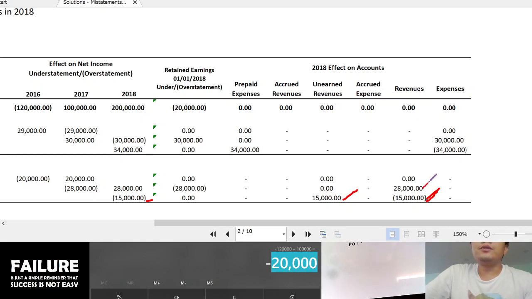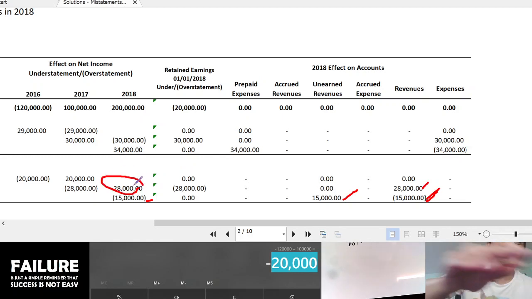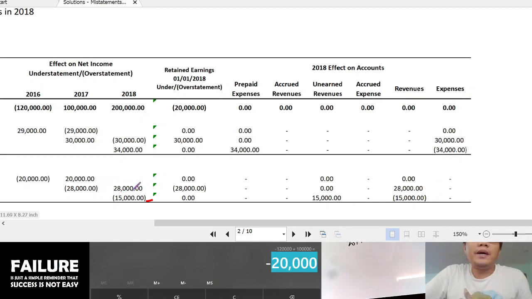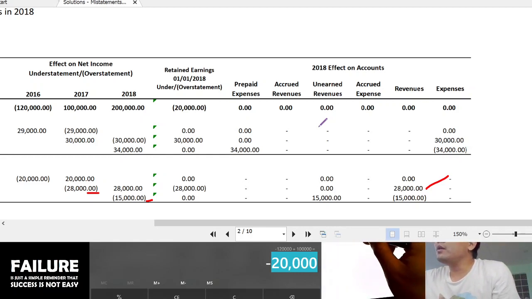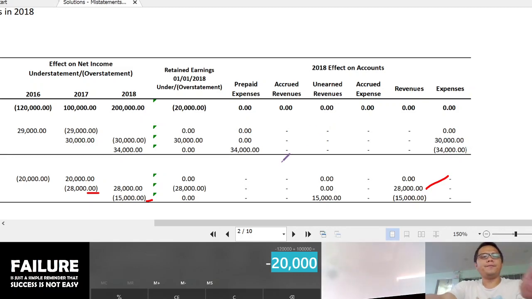In 2018 also, the effect of that error in 2017, ito is that dapat ito siya na revenue is earned mo siya in 2018. Diba? Earned mo siya in 2018, pero na-recognize mo siya as error in 2017. So the point is, kulang yung revenue mo by 28,000. Okay? By 28,000. No? So, next. Okay?